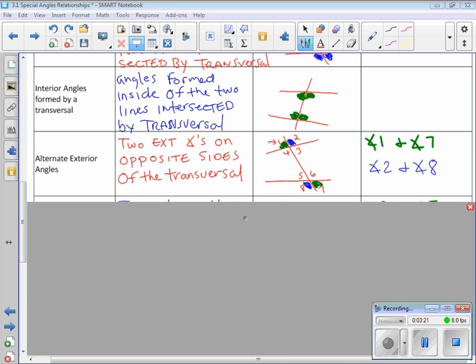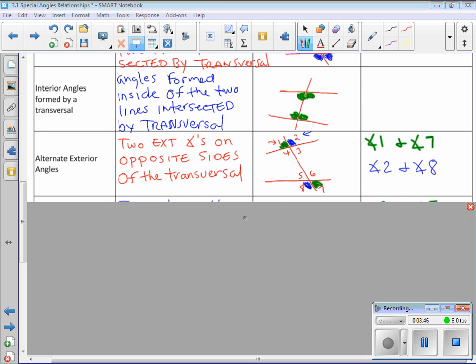So here we have the next one, alternate exterior angles. So these are definitely exterior angles. Alternate's kind of the new word added to the word exterior angles. Basically, two exterior angles on opposite sides of the transversal. Okay, so now if you look at angle 1 and angle 2, they're definitely exterior angles and on opposite sides of the transversal. That's no doubt.